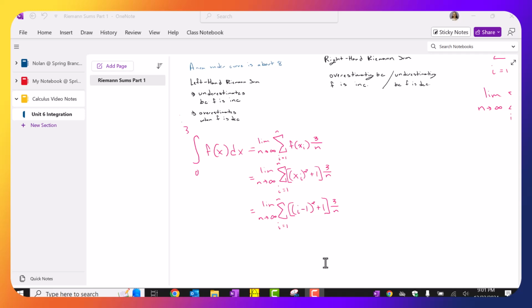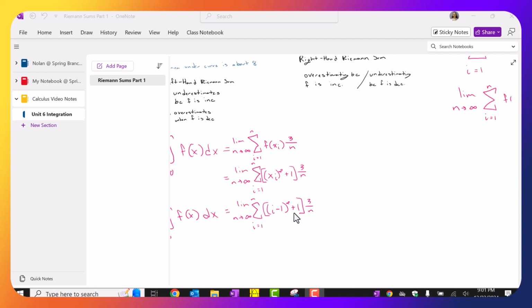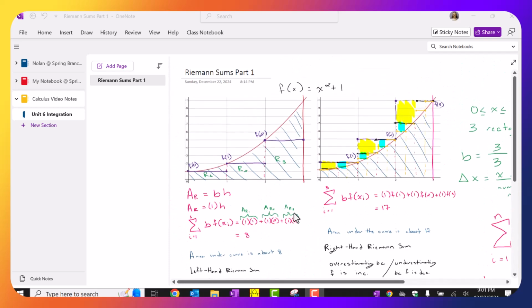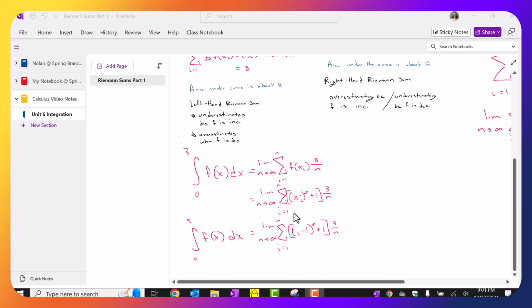This is our integral from 0 to 3 of f of x dx. And if we were able to evaluate this limit, which I don't think we have the tools to quite yet, we'd be able to find the exact area under the curve. Last thing I'm going to do is write our right-hand Riemann sum, which I'll let you try out on your own. I'm not going to go through every single step like I did with the other one. But if you want to, go ahead and pause the video here and try to write your right-hand Riemann sum from 0 to 3.